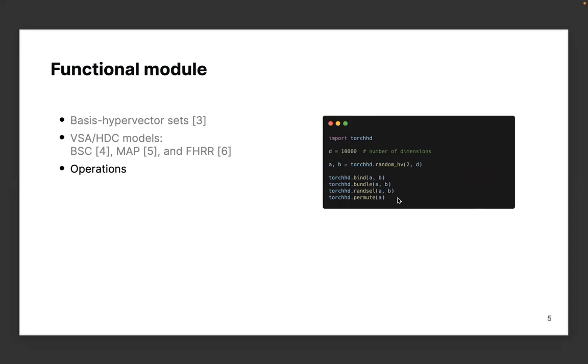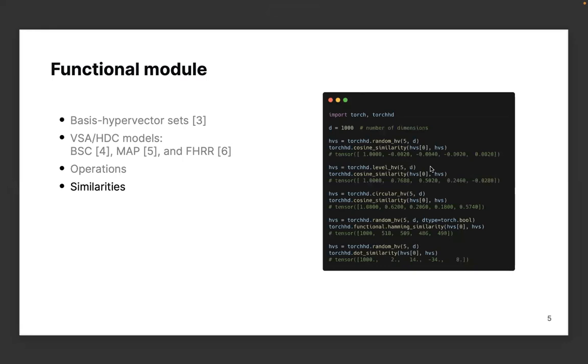So in the operations, you're agnostic to which model you use. You just specify the model when you create the hypervectors. This also makes it easy to switch your model afterwards. You just have to specify a different data type in the creation of the hypervectors, and then all the code should still work.